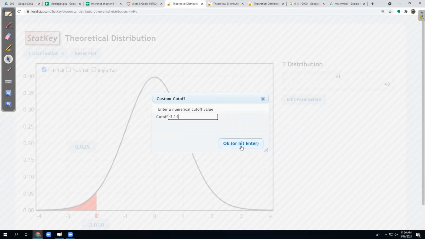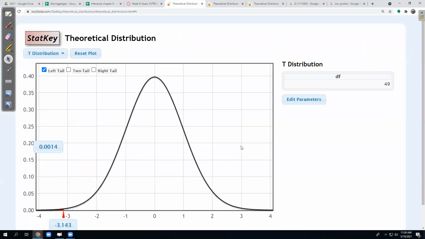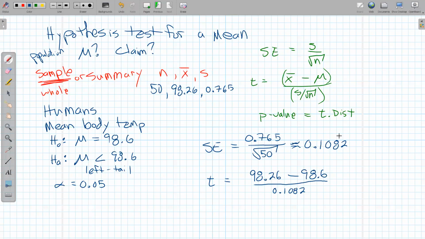Here, 3.1427. And it says 0.0014, and it draws that picture, which is nice. I usually like to draw my own in my notes. So let's put that all in here. So just kind of squeeze this in on the bottom.